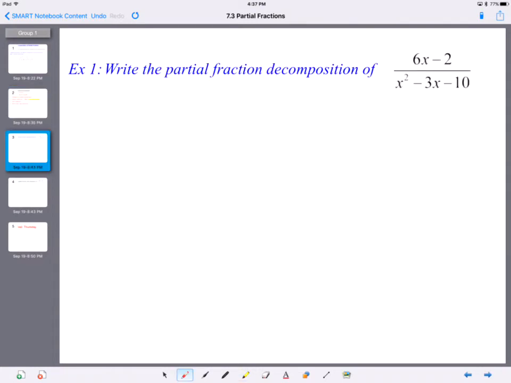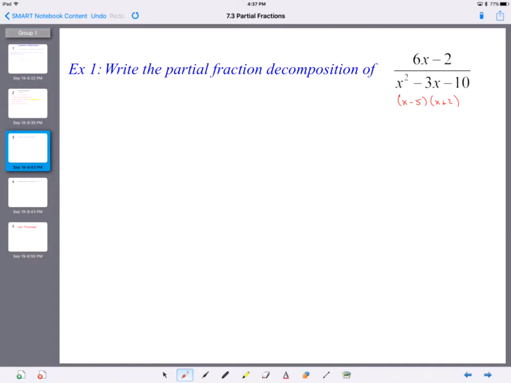So here we go. We're going to take this rational expression and rewrite it as a partial fraction. So the first step was to factor the denominator. So we're going to take the denominator and factor it. We have x minus 5 and x plus 2. You can check that and you'll see that it factors correctly.